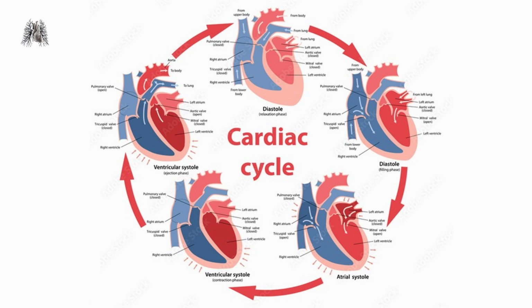Afterload is the millimeters of mercury, the pressure that exists in the aorta that the left ventricle has to overcome to open up that aortic valve. Eventually this will happen, the aortic valve will open, the left ventricle will contract, we have ventricular systole, and the blood is ejected through the aortic valve into the aorta and to the rest of the body. This then completes the cardiac cycle, and we start back in diastole again.